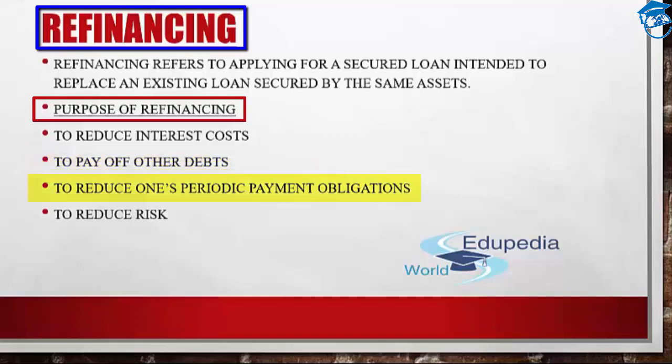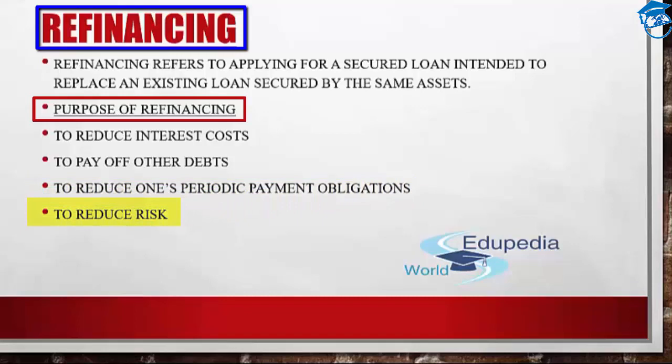Next, to reduce one's periodic payment obligations. Let's suppose I have an obligation to pay the interest every month. Now, suppose the bank tells me: you're paying us the interest each month, but if I give you an opportunity to pay the interest on a quarterly basis, I won't bear the burden of paying the banking company each month. This will help me with a reduction in my periodic payment obligations. Again, this is done under the category of refinancing, wherein they give me an option to change my existing loan and replace it accordingly.